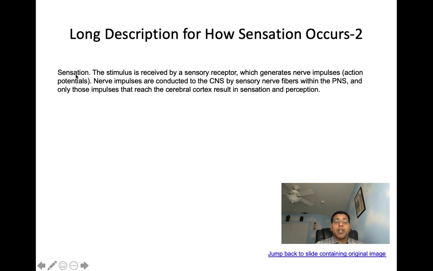So we have sensation. So when we talk sensation, we'll see the stimulus is going to be received by a sensory receptor, which is going to then generate nerve impulses, we said, action potentials. And these nerve impulses are conducted to the central nervous system by sensory nerve fibers within the PNS. And only those impulses that reach the cerebral cortex are going to result in sensation and perception.